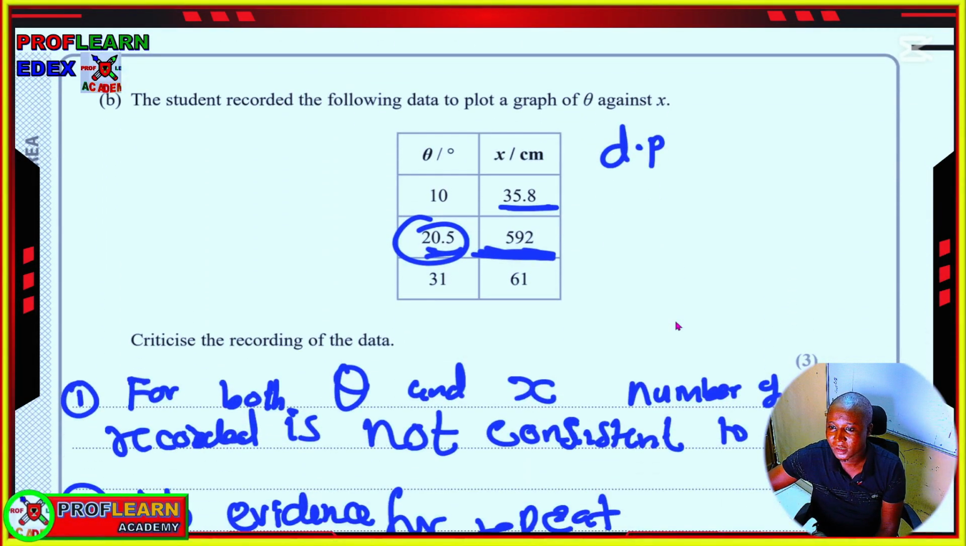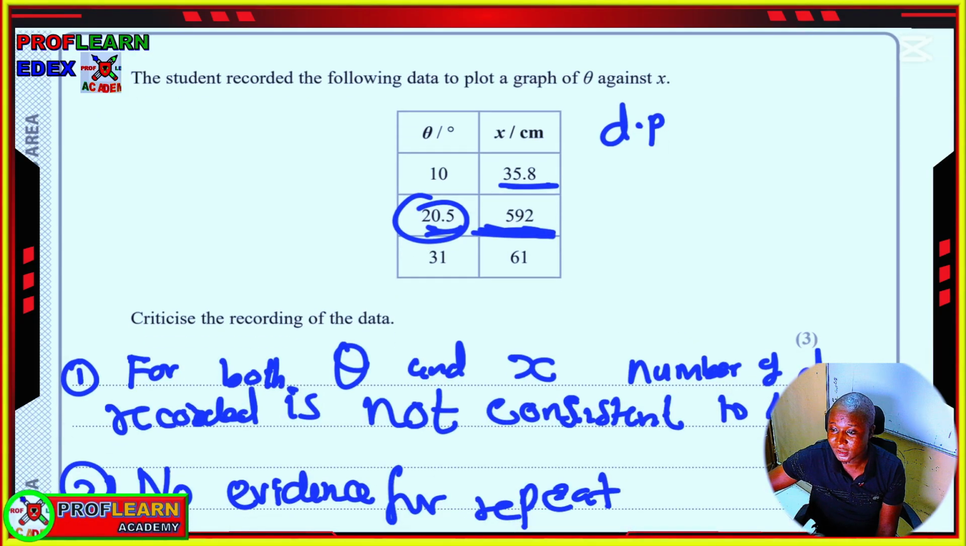Another concept that could be tested is criticizing the data that is recorded. So when you are criticizing the data, what are the aspects you are checking? You check whether there is consistency in the number of decimal places. You check whether there is evidence of repeating the data collected, so that you can identify errors and anomalous results. And also check if there is a trend in the values that we have.